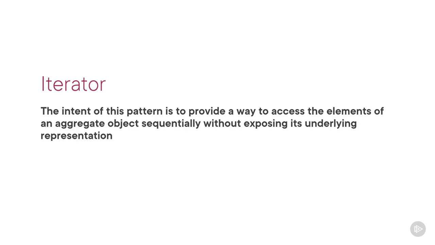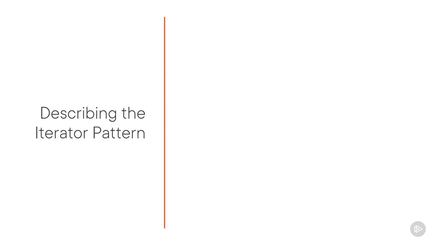Its intent is to provide a way to access the elements of an aggregate object sequentially without exposing its underlying representation. Sounds a bit complicated maybe, but simply change aggregate object to enumerable or array or collection, and the intent all of a sudden becomes a lot more tangible. Whenever we use a for each statement over an enumerable, say a list of string, it's an iterator that is used to provide the correct previous or next item.